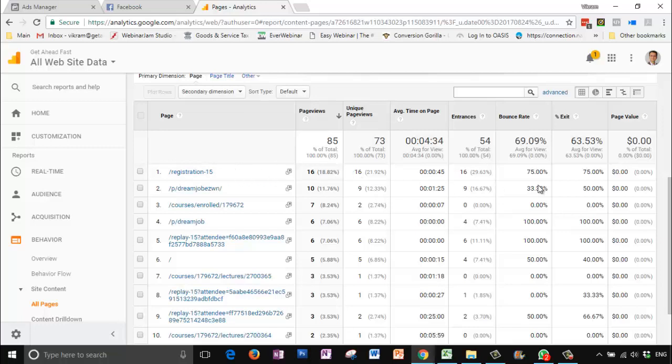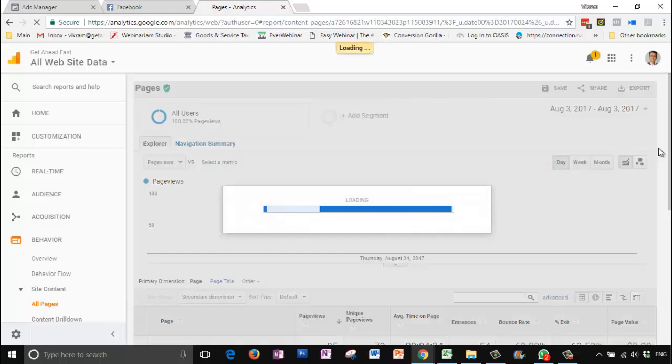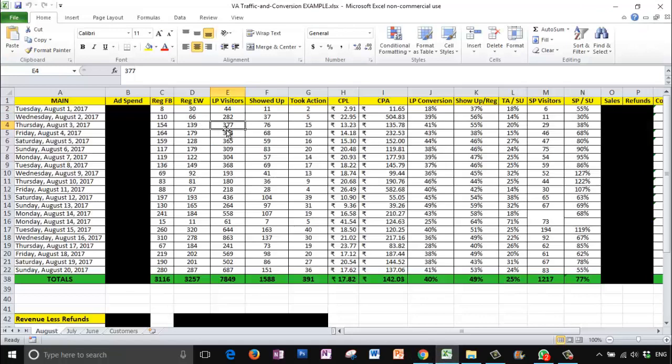Or if I wanted to look at the August 3rd example, I would change this to August 3rd to August 3rd, click apply. And now I know that unique page views were 377. So I come back here and you can see that 377 were the number of people who came to the registration page. And out of 377 people, 154, according to Facebook, signed up. So my landing page conversion is 41%.